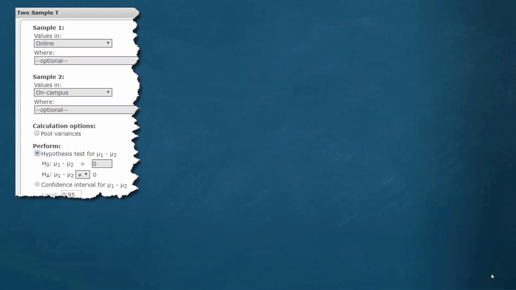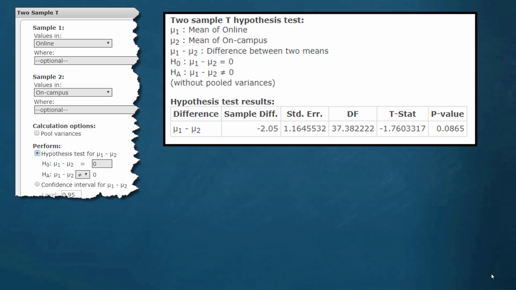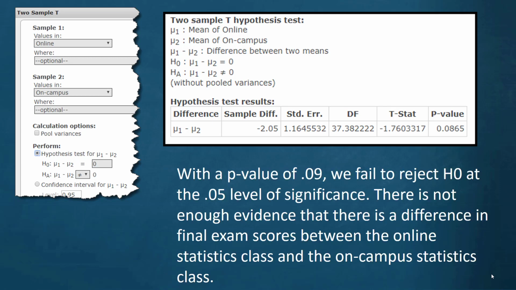So when you run this in StatCrunch, two-sample t-test, online for sample 1, on campus for sample 2, and run the test, make sure you again select the not equals to for the HA. And here is our summary for the two-sample t. We got a p-value of 0.08, t statistic of negative 1.76. So we're going to fail to reject, right? Because this is higher than our alpha level of 0.05.